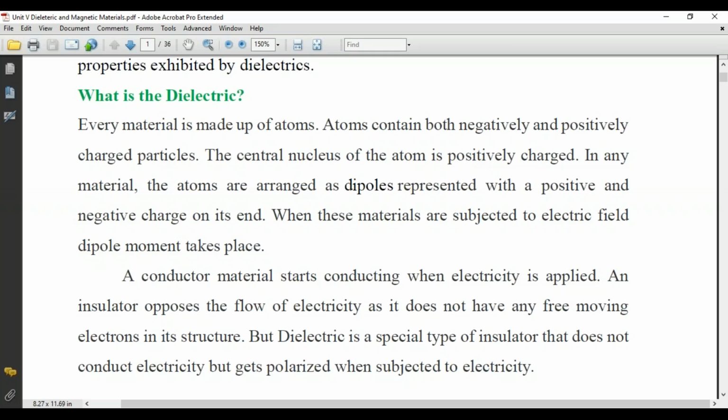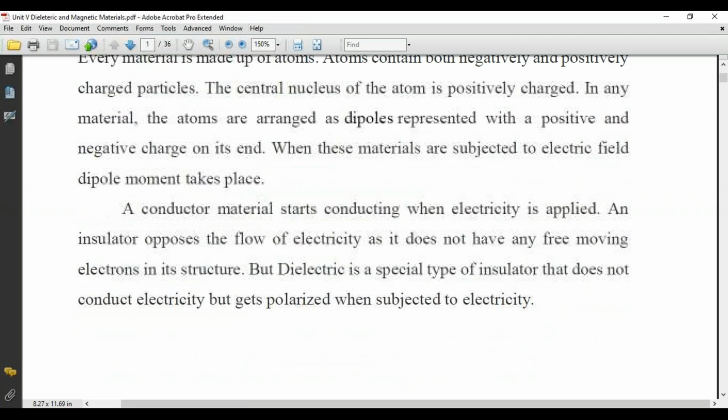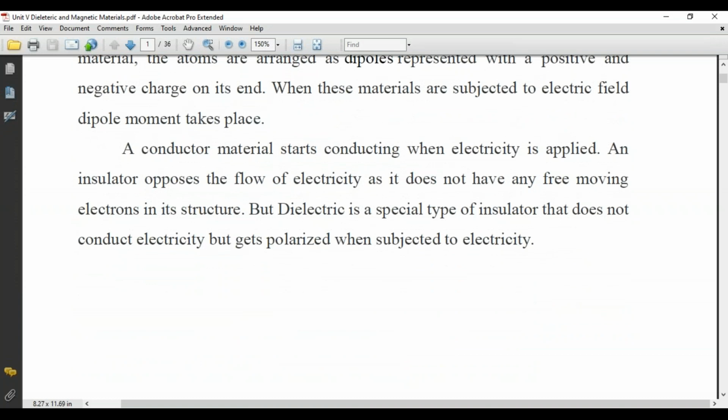Suppose, for example, as most of you know, a conductor starts conducting when an electric field is applied. But when an electric field is applied to an insulating material, it opposes the flow of electricity because it does not have any free electrons or free movement of electrons. But dielectrics are a special type of insulator. It does not conduct electricity, but it gets polarized when subjected to an electric field. So this is what happens in dielectric materials.